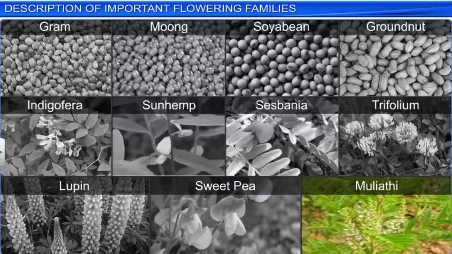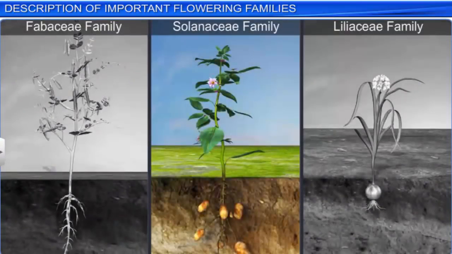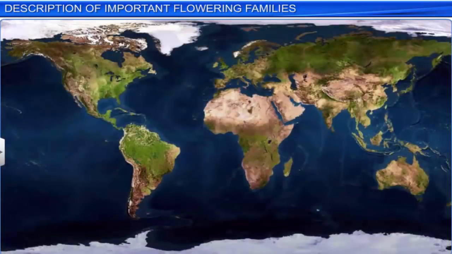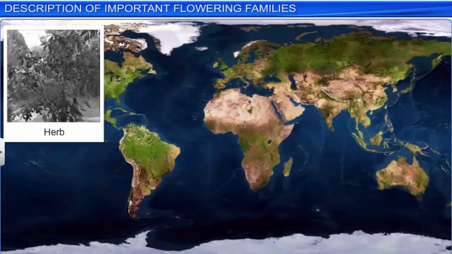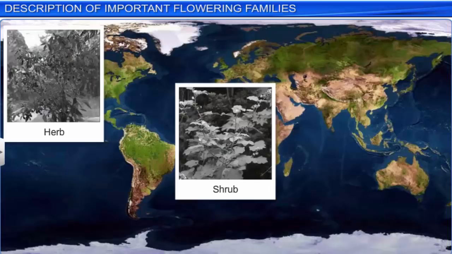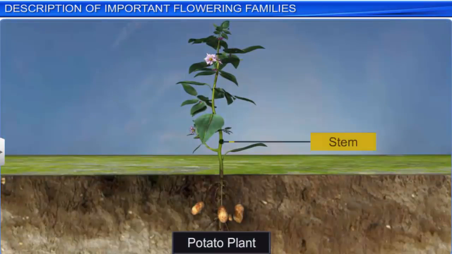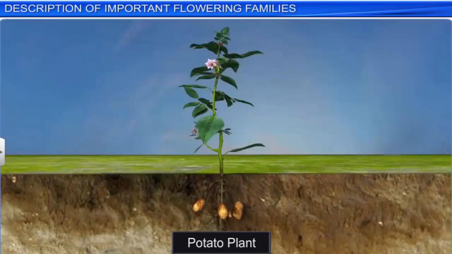Another important family is the Solanaceae family, commonly known as the potato family. Plants belonging to this family are found in the tropics, subtropics, and temperate zones. These plants are usually herbs, shrubs, and small trees. Their stems are herbaceous, rarely woody, aerial, erect, cylindrical, branched, solid or hollow, and hairy or glabrous. Sometimes, the stems grow underground, as seen in potato.